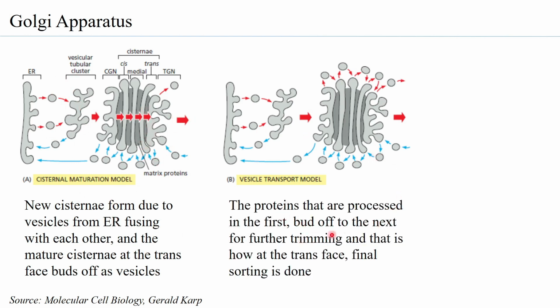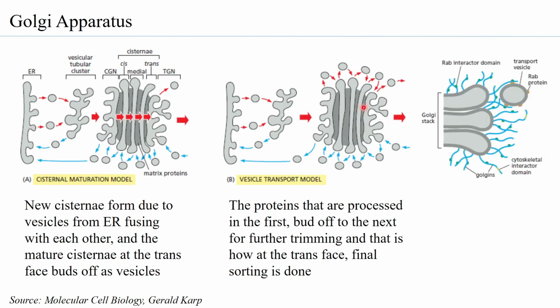The proteins that are processed in the first cisternae bud off to the next for further trimming, and that is how at the trans phase finally you will have the sorting done. So for this model, there are some experiments that say that the cisternal maturation model is what is happening, and some that say that the vesicle transport model is what is happening. There are more experiments that believe in this model, but one is not really completely sure.